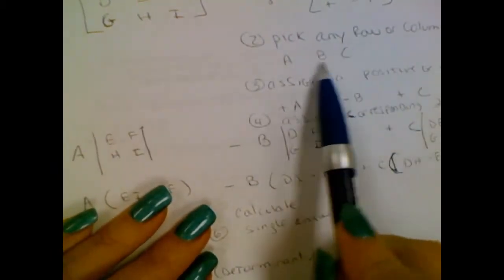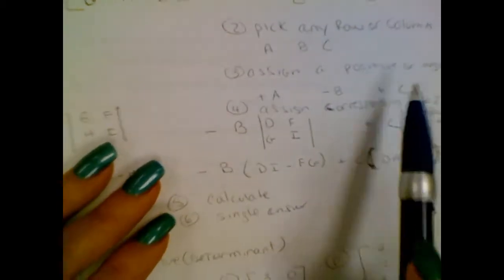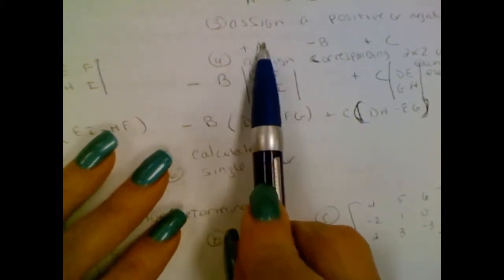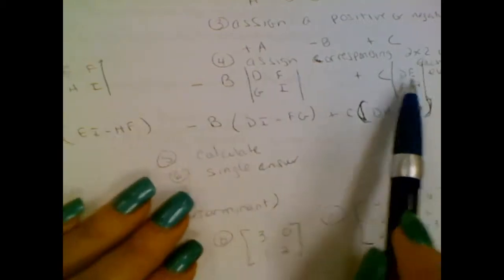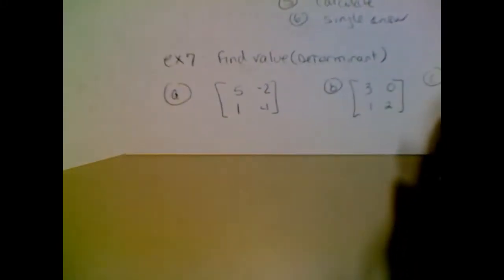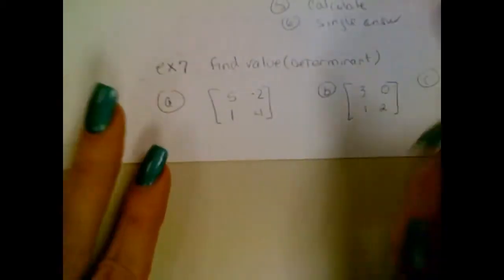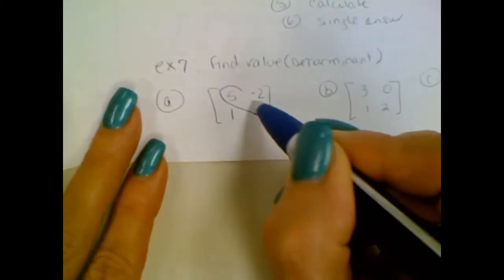So you're going to pick any row or column, and then you're going to assign a positive or negative, which means same, change, same. And then each one of these numbers, A, B, and C, are going to be assigned a 2 by 2 matrix. Like right here. And I'm going to go over that when we do one. So first, everyone go down to example 7. This is a 2 by 2. Now, you can only find determinants for 2 by 2s, 3 by 3s, 4 by 4s, and 5 by 5s. Those are called square matrices when they have the same rows and columns. So you can only do a determinant if you have the same rows as the columns. They're called square matrices. So this is a 2 by 2. So these are easy. What's 5 times 4?